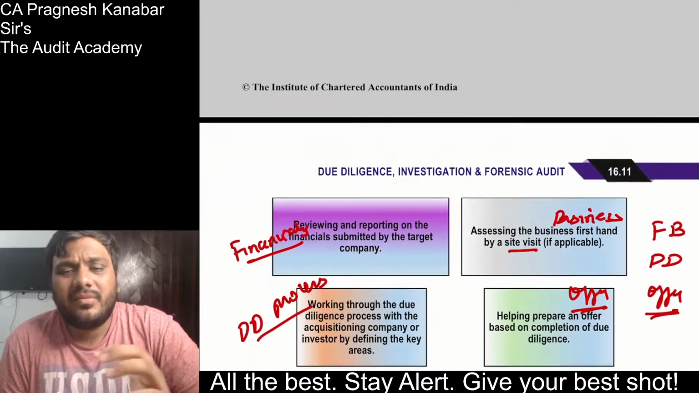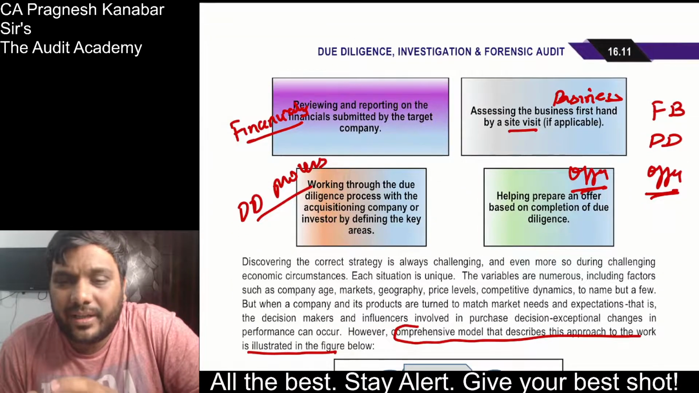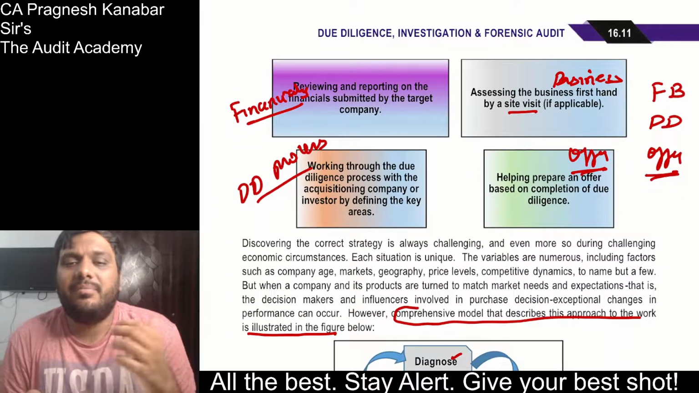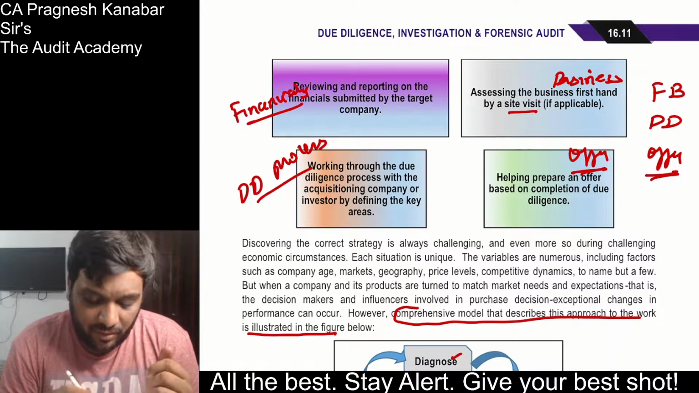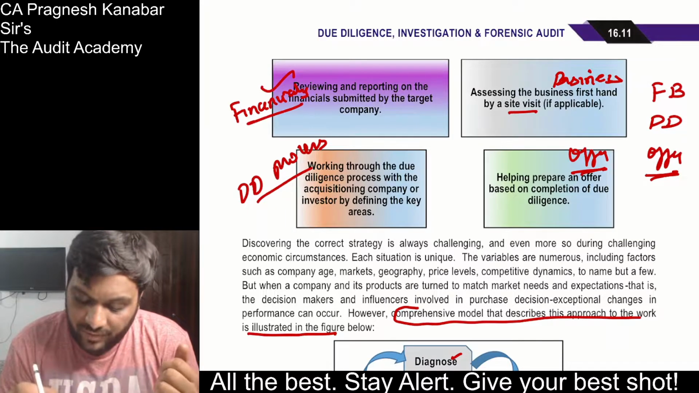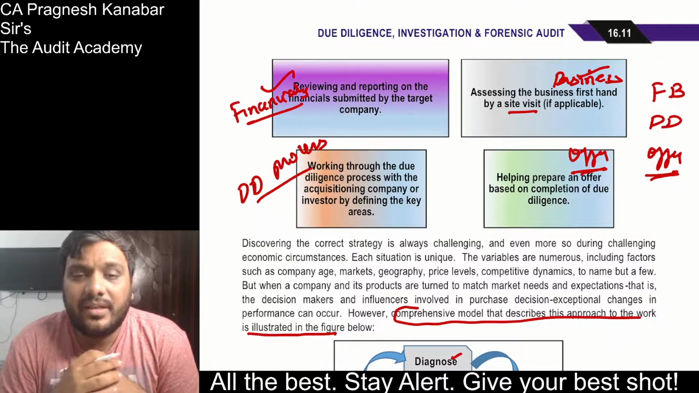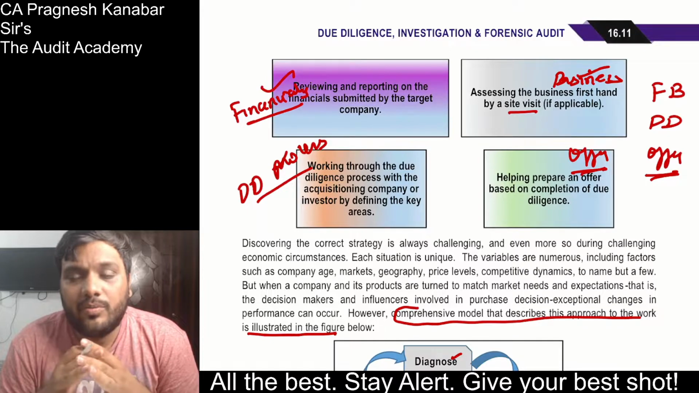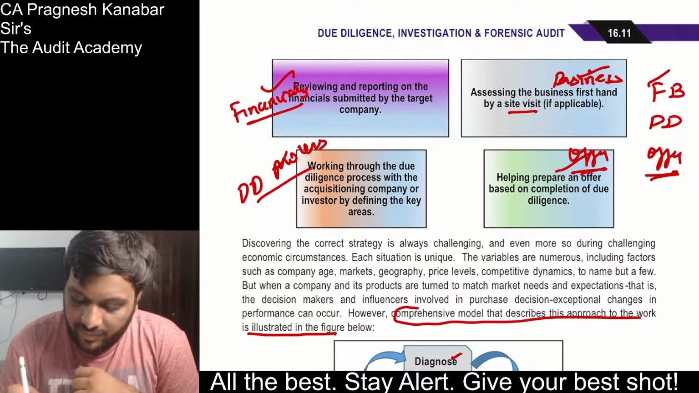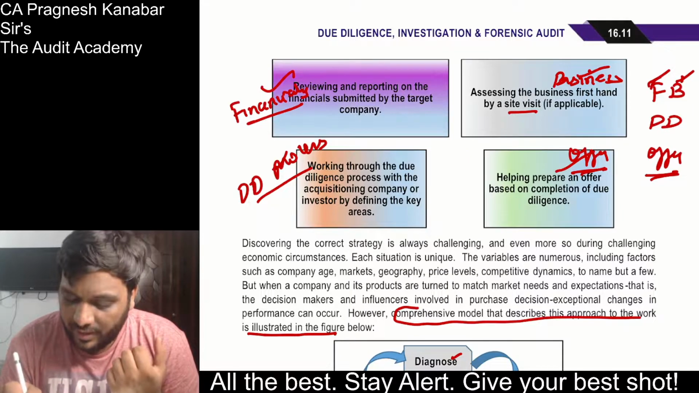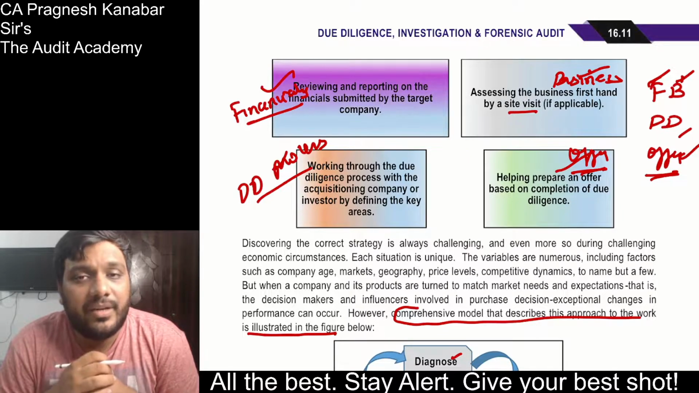All right, work approach to diligence, I'm not expecting this point in exam, but it's okay. When I'm going to start the work on due diligence, I need to review the financials, I need to be very clear with the business, I need to understand their business, then I need to carry out my whole due diligence exercise, and at the end I need to give them an offer. So FB: financials, business understanding, due diligence process, and offer. FBDD, offer.